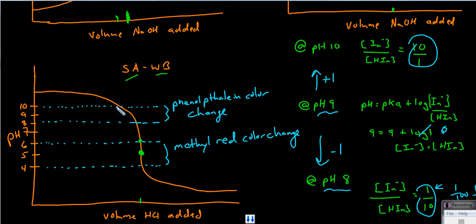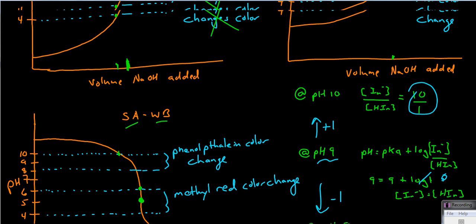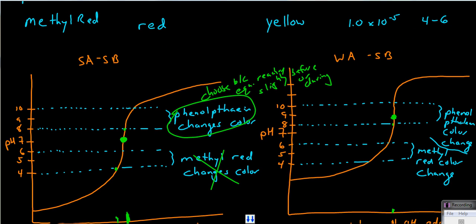Whereas if you were to choose phenolphthalein, you would get a color change quite a bit before you've reached the equivalence point. So I think the key summarizing fact is you want to choose an indicator which changes color while the equivalence point is being reached or slightly after.